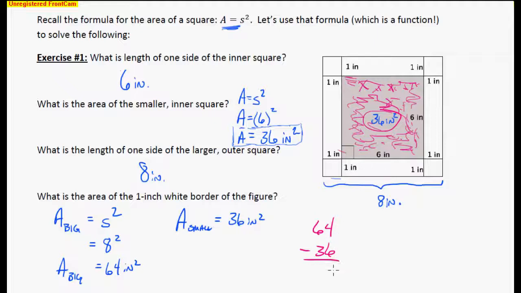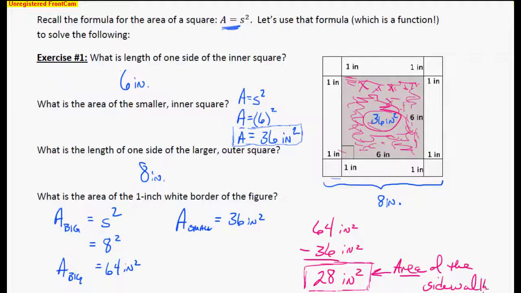All right, so here we go. Let's subtract these. I get an 8 there and a 2 there. And when I take inches squared and take away inches squared, my units is still inches squared. So this right here, that's my final answer for the area of the sidewalk, or the outer white border, they call it over here. So pretty straightforward. Again, if you know the formula for a square, that's really part of the battle right there.